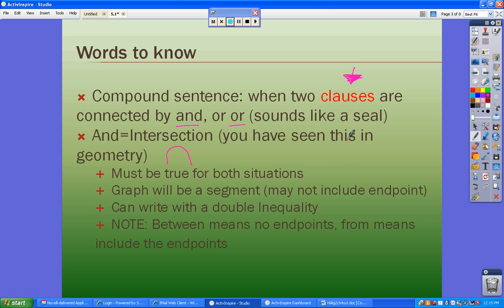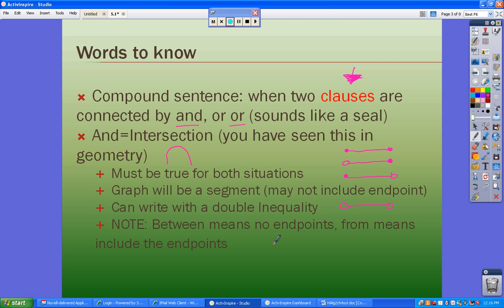When you graph it, it's going to look like a segment with two closed circles, an open circle and a closed circle, or completely open circles. Okay? You can write this with a double inequality. So let's talk about an example.